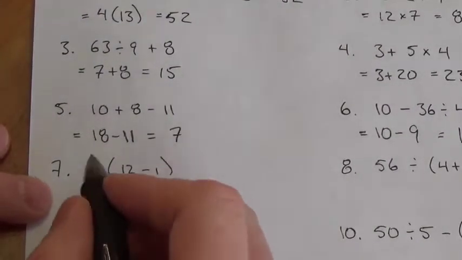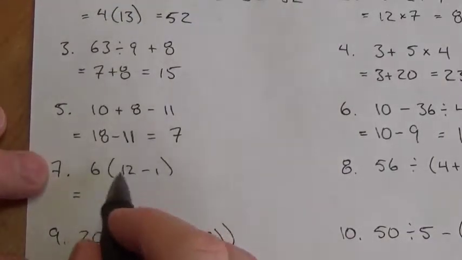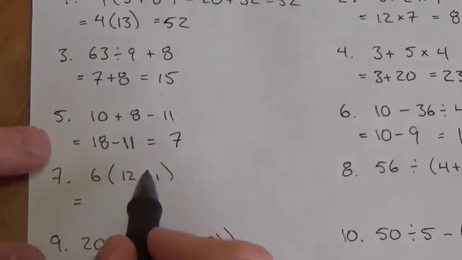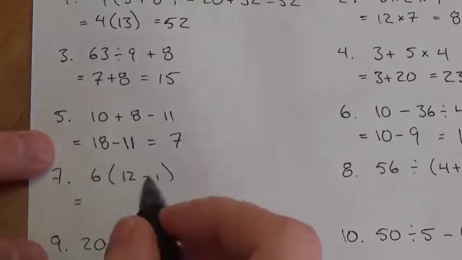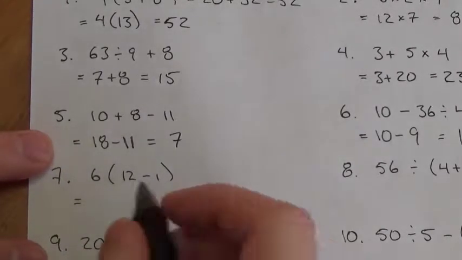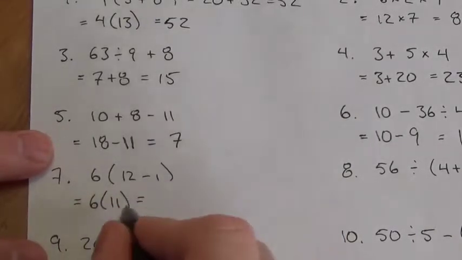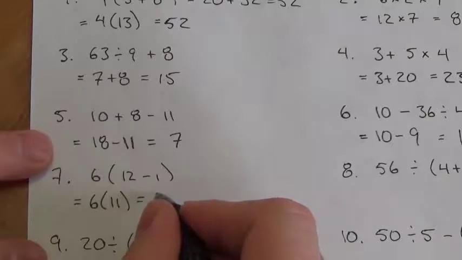Now we're back to brackets again. And remember, just like we did in that first one, there's two different ways we can deal with this. Because we're dealing with numbers here, the most obvious thing to do is to go 6, 12 minus 1 is 11. And when you multiply that through, 6 times 11 is going to be 66.